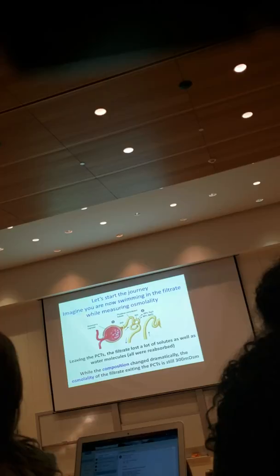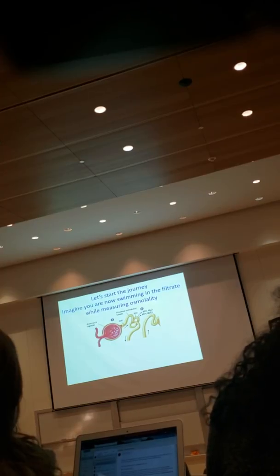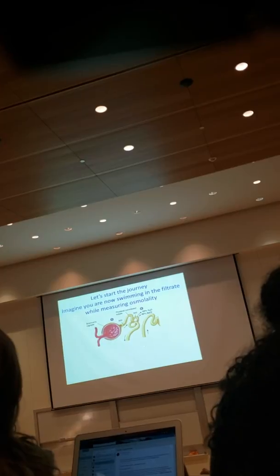Okay. Let's start our journey. Now, you are part of the filtrate. That's what we're going to do. We're going to swim in the filtrate, right? We filtered, and when we started, we said we had about 300 milliosmoles. And we still have 300 milliosmoles when we leave the PCT, before we go into the loops of Henle.